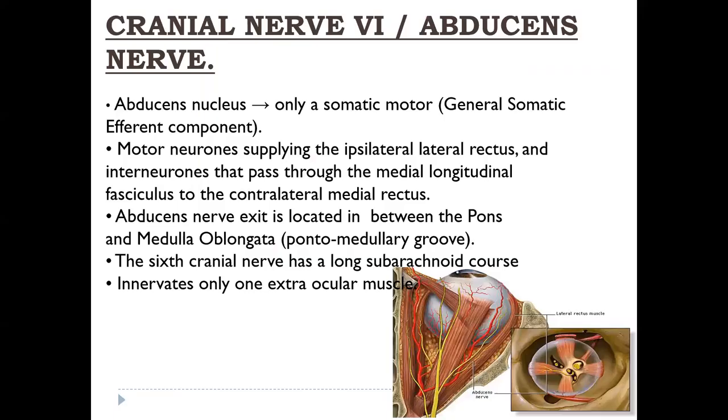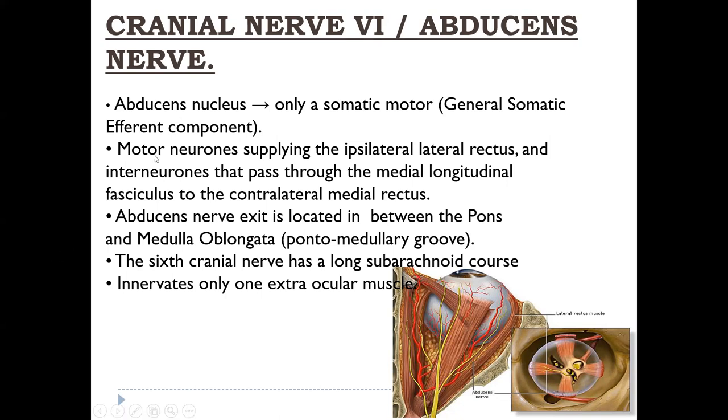Okay, so coming next is the abducens nerve, which is cranial nerve number 6. Now, this is also a purely motor nerve, so again the same general somatic efferent. So cranial nerve number 3, cranial nerve number 4, and cranial nerve number 6 all have the general somatic efferent functional component. The only difference is that cranial nerve number 3 has an additional special visceral component because it has parasympathetic fibers supplying the intraocular muscles.